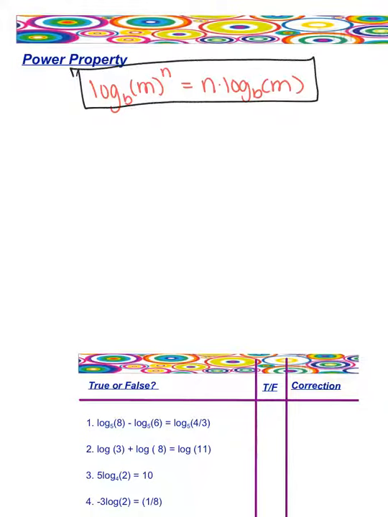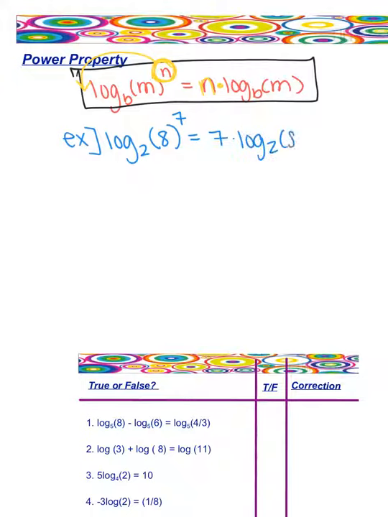What it's doing is it is allowing me to take this exponent and pull it out front and multiply it by the logarithm. Let's look at a couple examples. This is saying something like log base 2 of 8 to the 7th, and it's saying that is equivalent to 7 times log base 2 of 8. Notice your exponent here is being pulled down and you are multiplying by it.